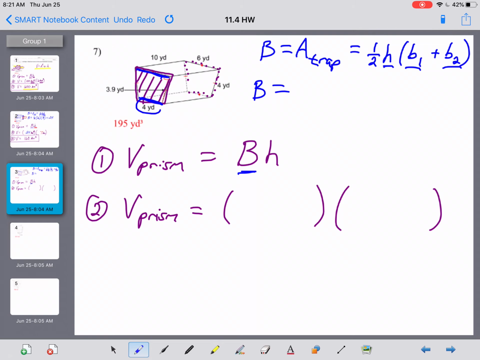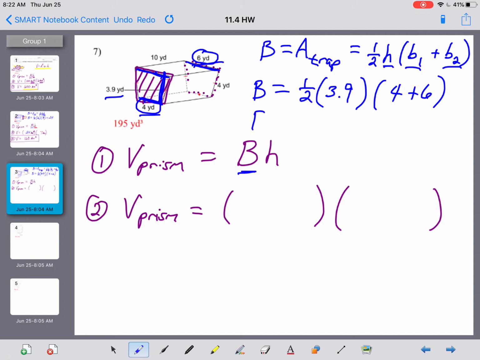Now that one on the bottom is pretty clearly 4 yards. This one up here on the top, it's not 10, even though that 10 is near it. Look at what it's parallel to, which is this piece right here. That 6 yards is the second base. And we need height now right here. Height is the perpendicular distance between them. I drew over it, but there was a line segment right here, and that's the 3.9 yard measurement. So 3.9 is your height, and the bases are the two parallel sides of 4 and 6.